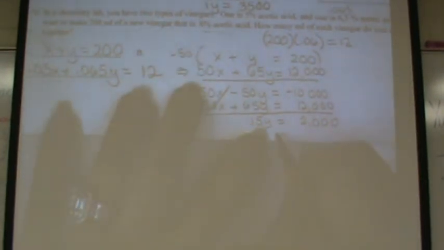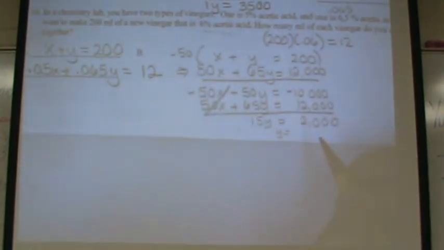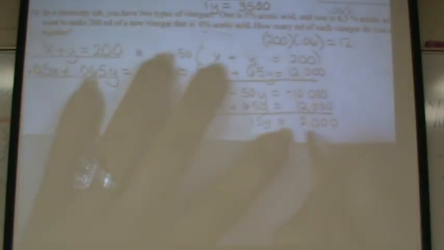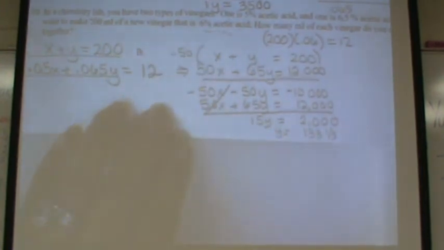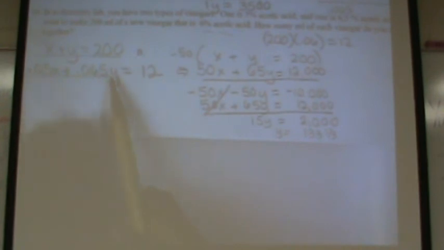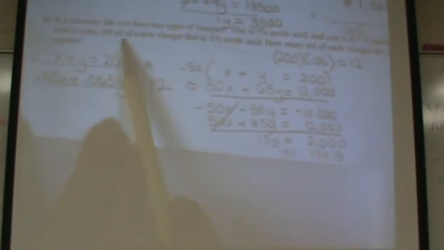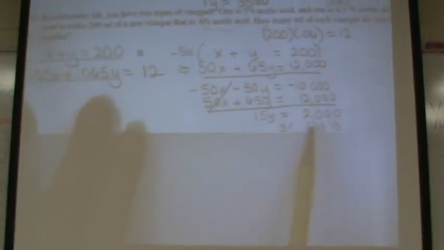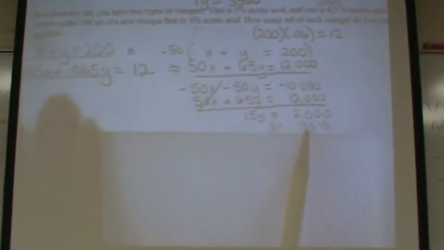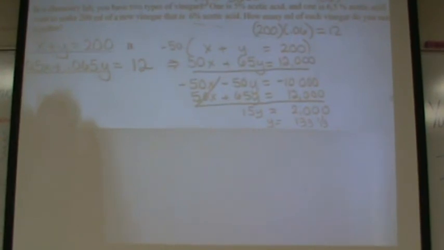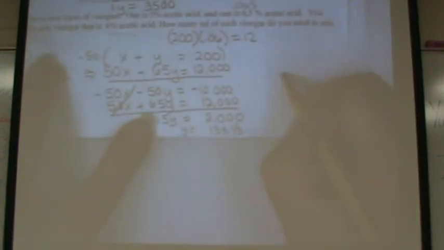So it looks like 133 and a third. And that would be the 6.5% amount, 133, and we're talking milliliters. And how do you get the other one? You're going to do 200 minus that answer. So 200 minus that answer, and you end up with 66 and 2/3. So x is 66 and 2/3.